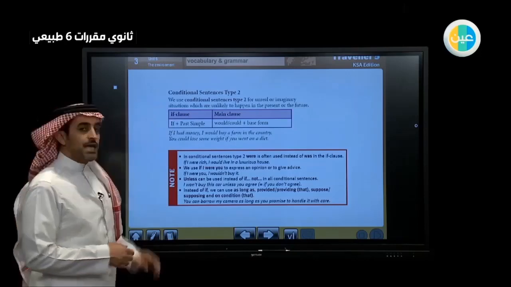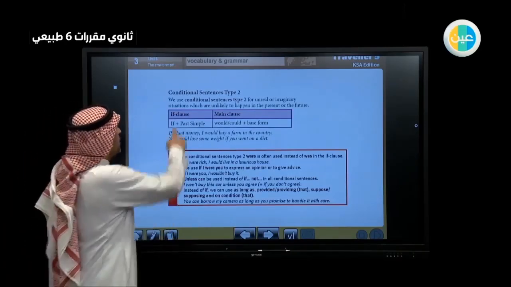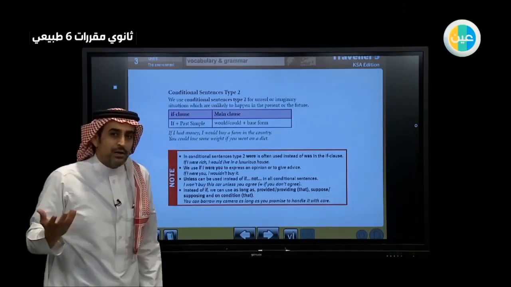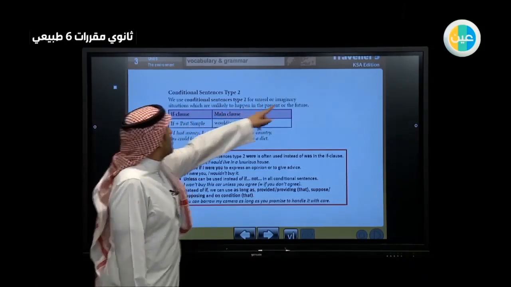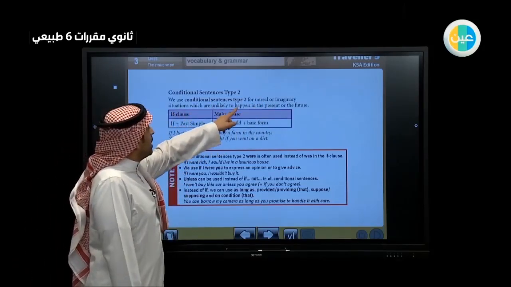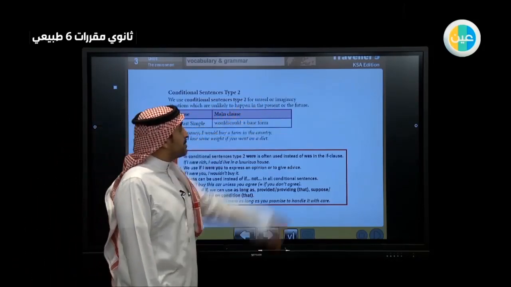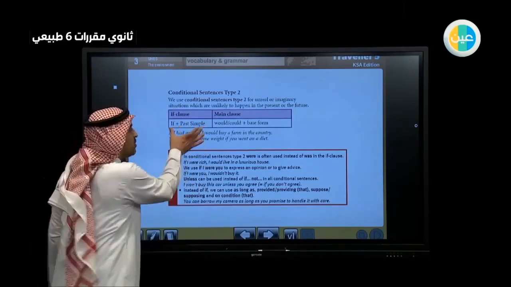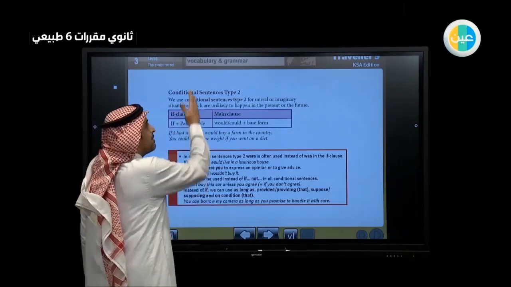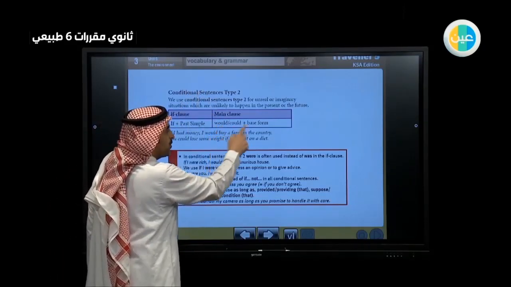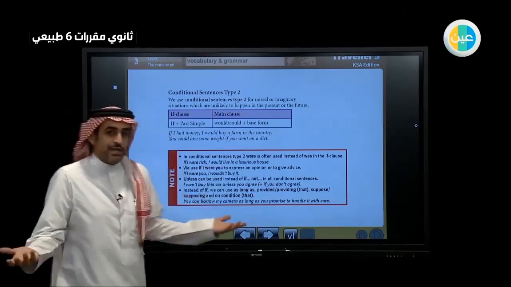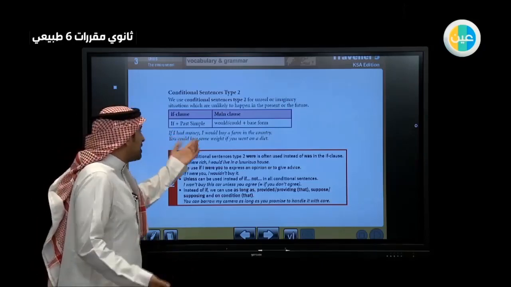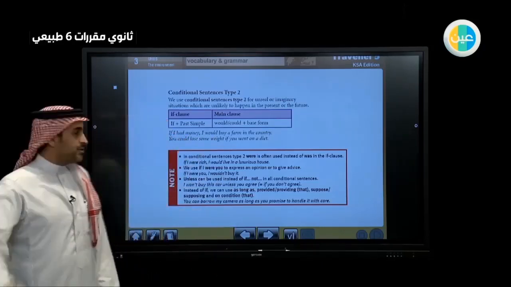Lastly, conditional sentence type 2. We use this sentence when you're talking about something unreal, an imaginary situation which is unlikely to happen in the present or the future. If the if clause is past simple, that means you're talking about conditional type 2. Use would or could with the base form. If I had money, in reality I don't have money, but if I had money, I would buy a farm in the countryside.